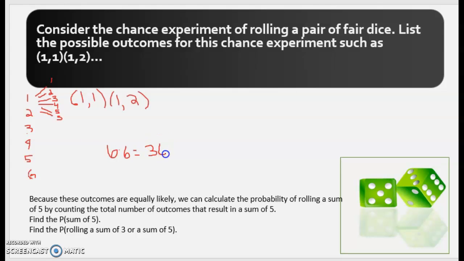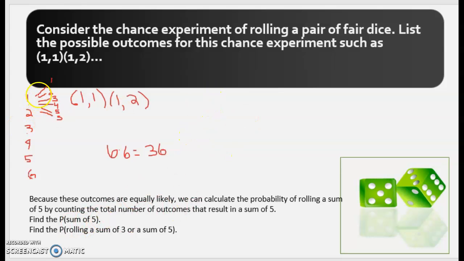Now, I could list them all out, but I'm not going to go ahead and do that here. You would have 36 pairs then of dice. Now, what we're going to get to is, because these outcomes are equally likely, we can calculate the probability of rolling a sum of 5 by counting the total number of outcomes that result in a sum of 5. So when I look at my outcomes, really think to yourself, if you have all 36 written down, you can go through and circle the ones that would give you a sum of 5.